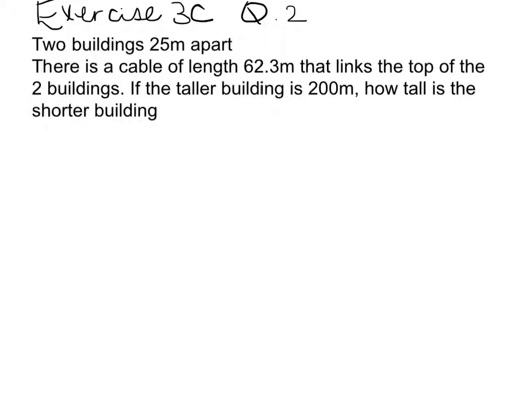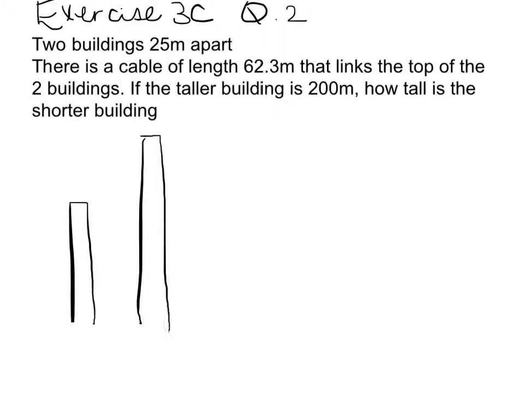Okay, so I would draw a diagram first of all, showing this before starting to calculate. So here's my two buildings. There's one, and then there's a taller one here. And then there's a cable that attaches both of those buildings, from the top of one to the top of the other. So there's the cable. And it says the cable is 62.3 meters.